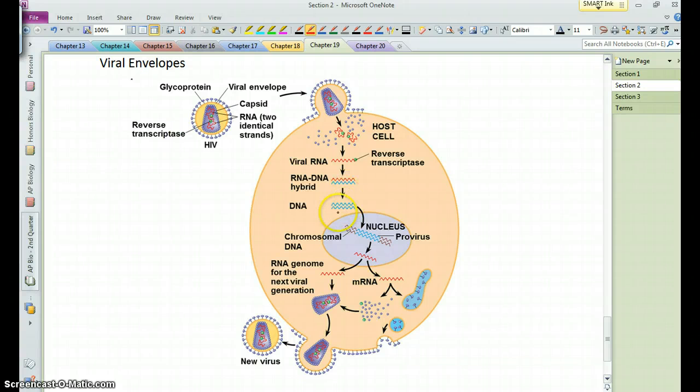That DNA that is made from the RNA is then incorporated into the host genome, one of its chromosomes. And at this point, we call it a provirus. You remember when this happens with phages, we call it a prophage, but here we call it a provirus. And it can remain dormant that way for a while, but then reemerge later, be transcribed, and then translated into the proteins that are going to be used to reassemble new viruses. And then when the viruses leave the cell, they take a bit of the membrane with them, and proteins that are specific to that virus.